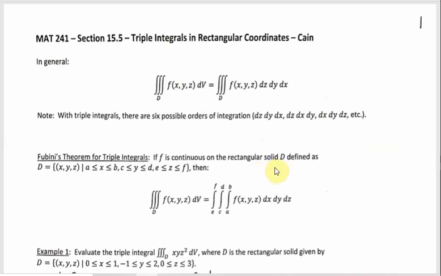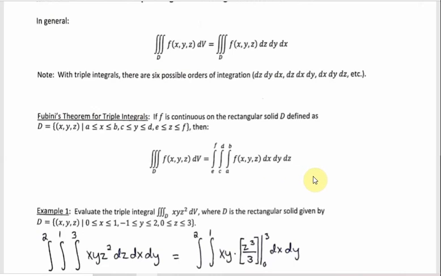because if it's just a rectangular solid, in this definition of D, our book uses a D instead of an R. So I guess D when it's three-dimensional and R when it's two-dimensional. But here the A, the B, the C, the D, the E, and the F are all supposed to be numbers. So then it's just a rectangular solid, and all of the orders are going to be equally difficult or equally easy, depending on which way you want to look at that. But then the integration is more or less what you would expect it to be.